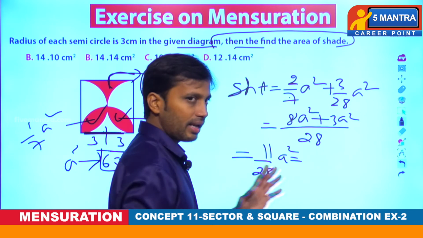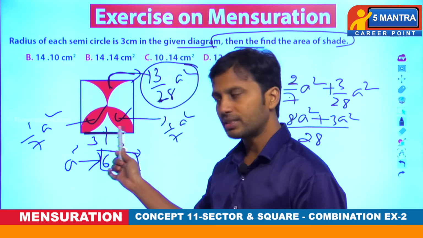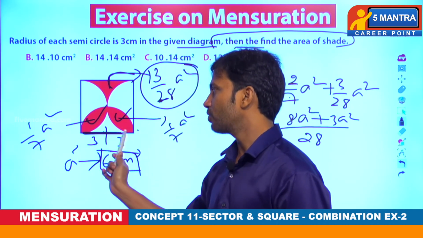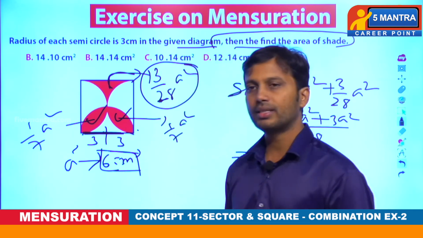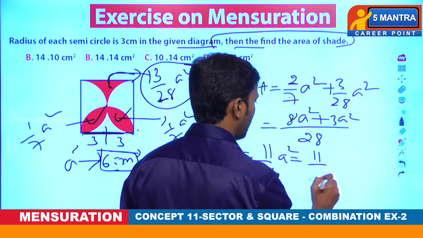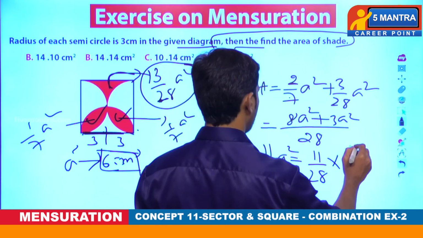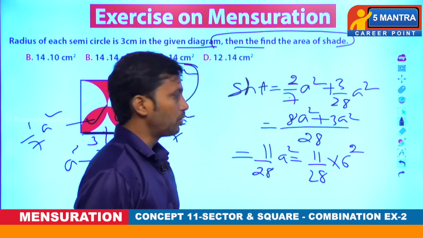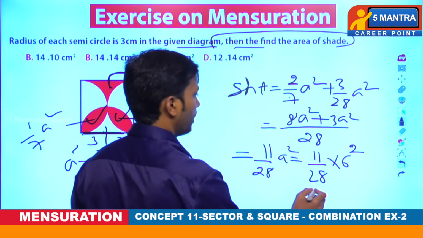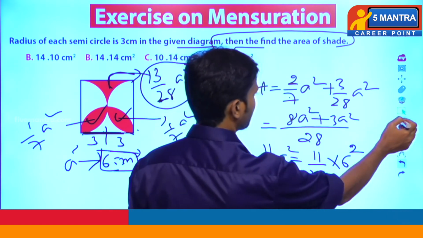Now at last, what side did we get? The radius of the semicircle is 3 centimeters, then its diameter is 6 centimeters, which is equal to the side of the square, that is 6 centimeters. Now put the side value 6 centimeters in this. 11 by 28 into 6 square, the value of a. Now tell me, what is the next step? Can we do further simplification or not? Just see here.